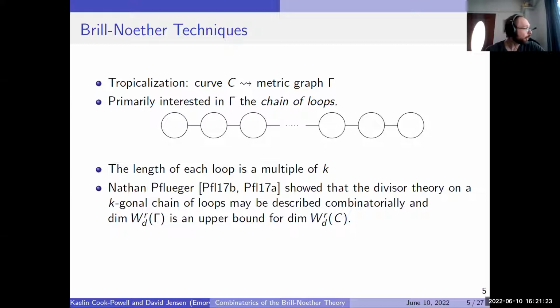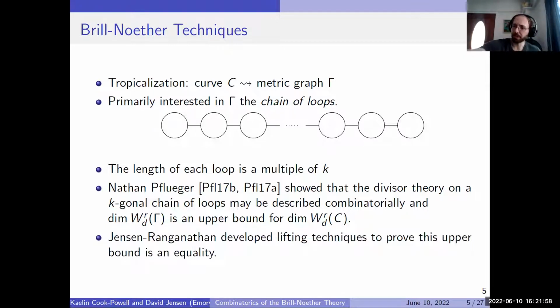Now, one of the reasons we want to really focus on this is due to a few results by Nathan Fleeger, published in 2017, that said that you can completely describe the divisor theory on a K-gonal chain of loops combinatorially using certain rectangular tableau. And that he was able to compute the dimension of the Brill-Noether locus of this chain of loops and show that it's an upper bound for the Brill-Noether locus of the K-gonal curve.